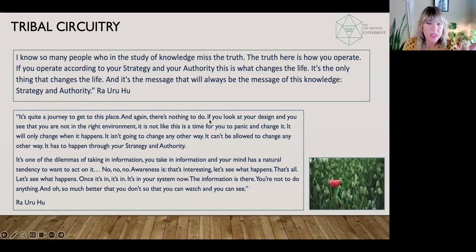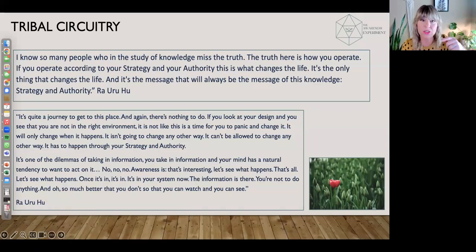Do less. If you look at your design and you see you're not in the right environment, it's not like this is the time for you to panic and change it, right? It will only change when it happens. This isn't going to change any other way. It can't be allowed to change any other way. It can only happen through your strategy and authority. Otherwise, you're continuing your not self incorrect thing. You've got to re-templatize so the strategy and authority is going to determine. That's the new template for me.